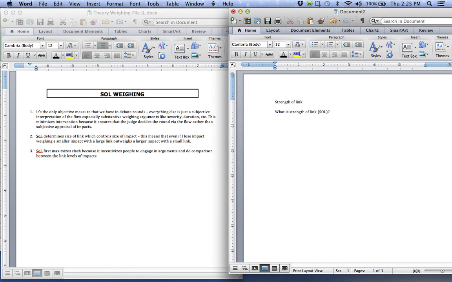Now, that's one way in which strength of link is used. The other way in which strength of link is used, and the far more popular way currently in LD, is in terms of dropped arguments, when there is no ink, right?